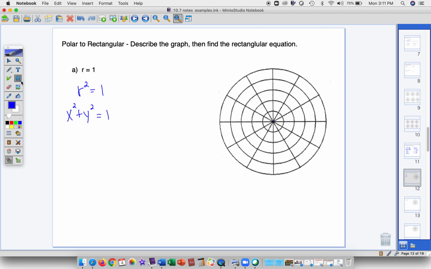It's the circle, right, centered at the origin with a radius of 1. So it would be this circle here. Another way to think about it is that since r is equal to 1, it's all of the points that are 1 radius away from the pole. Okay.